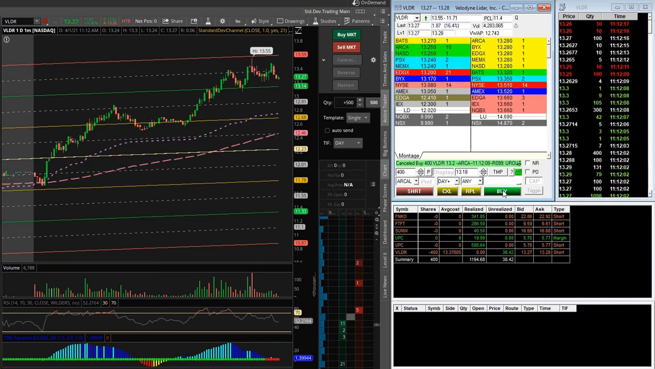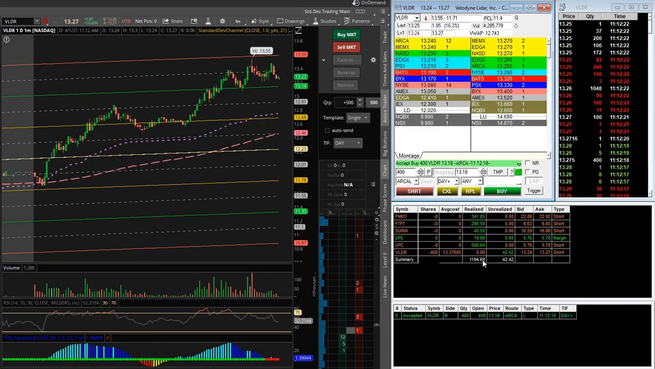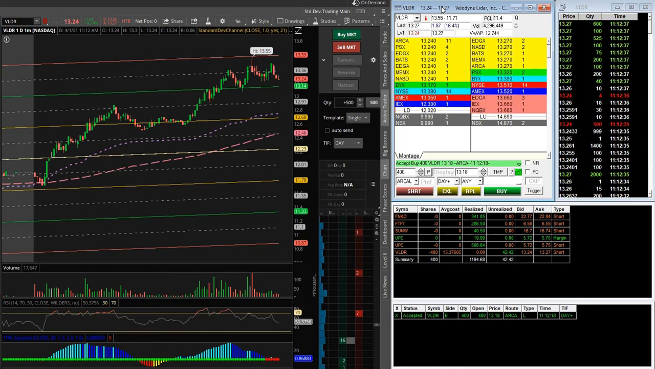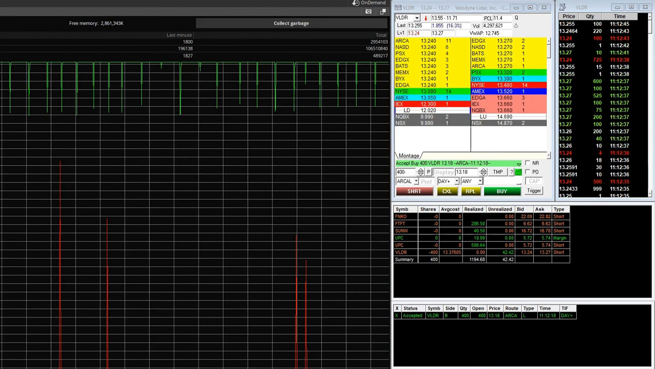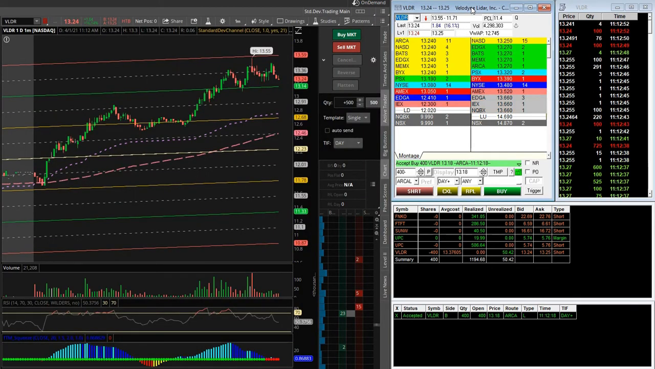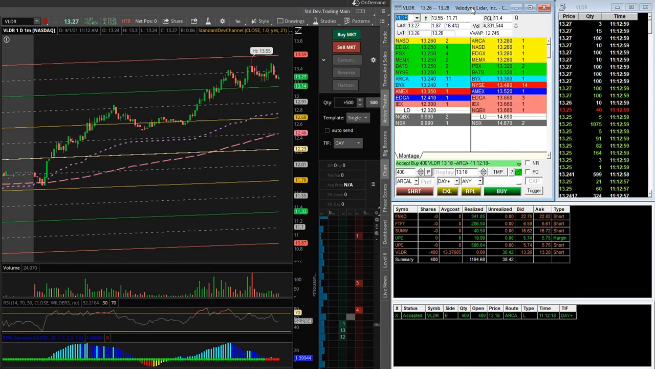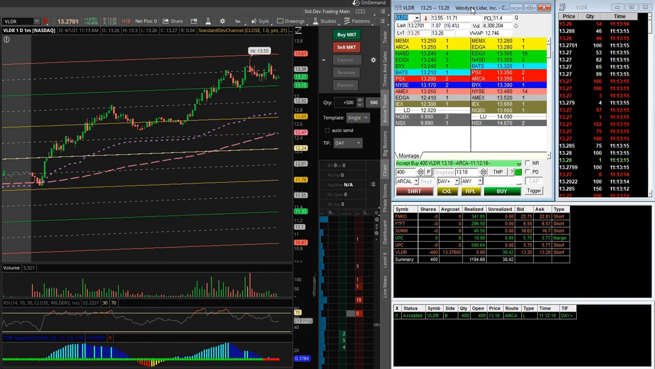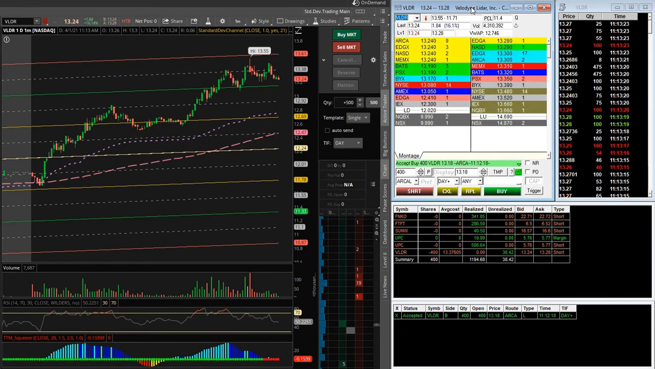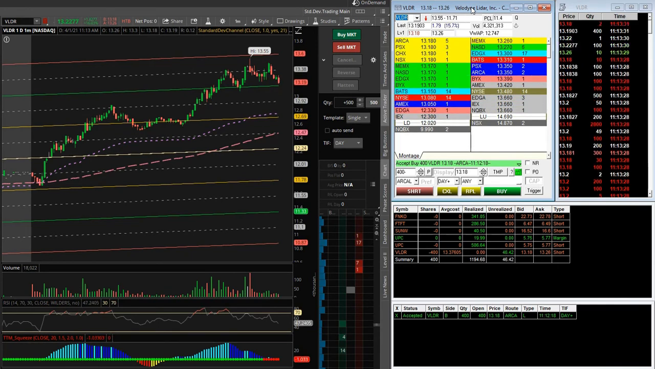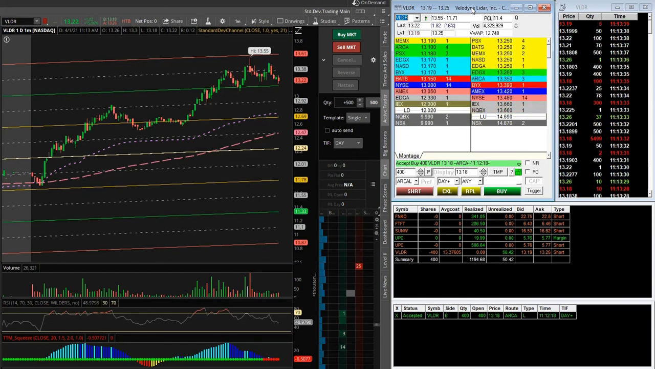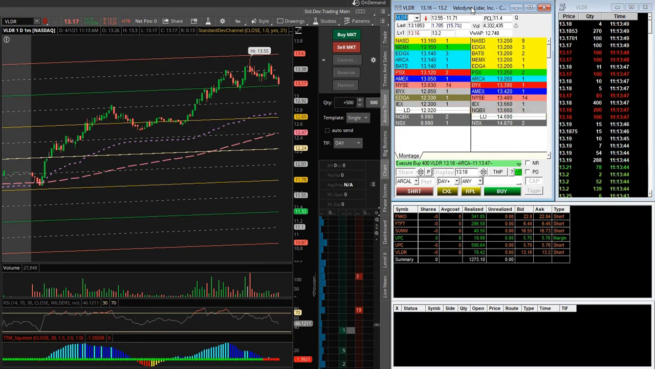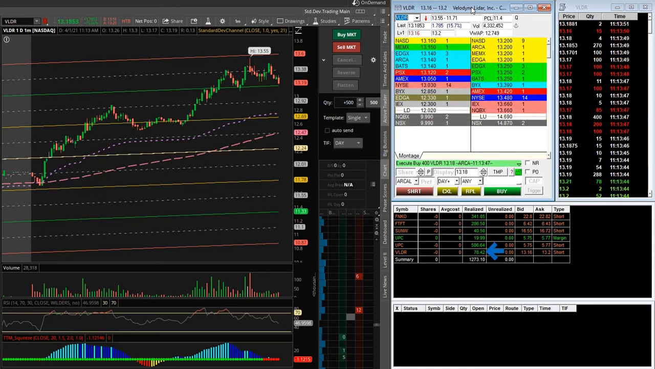Here I've changed my target to $13.18. So here it just hit our target. So a realized profit of $78.42 before fees and commissions.